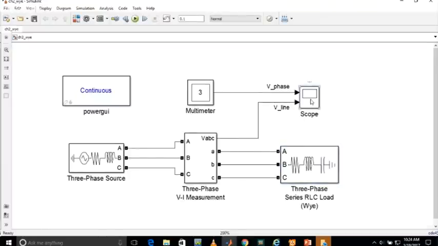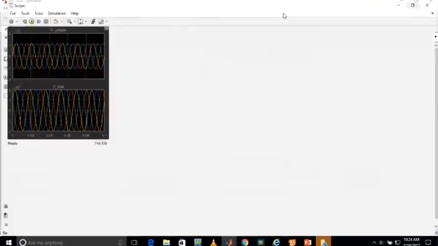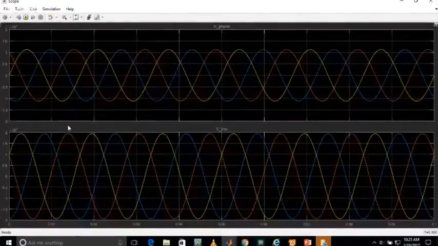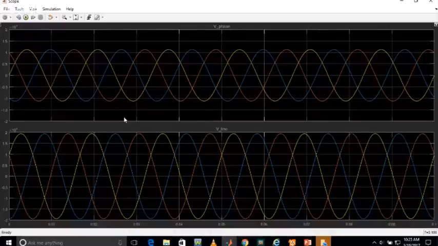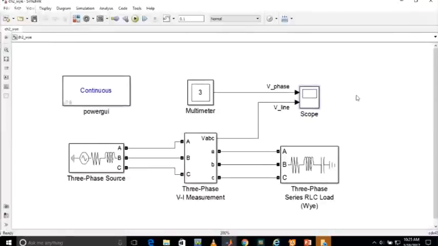If you run this whole system and go for the scope, you will see this system. The first one is giving the phase voltage and the second one is giving the line voltages. As you can see, line voltage is root 3 times the phase voltage. If you multiply this by root 3, you will get about 2 into 10 to the power 4. Your maximum peak will go up to that point. All right, so this is how to make a three-phase system with RLC block, RLC load.